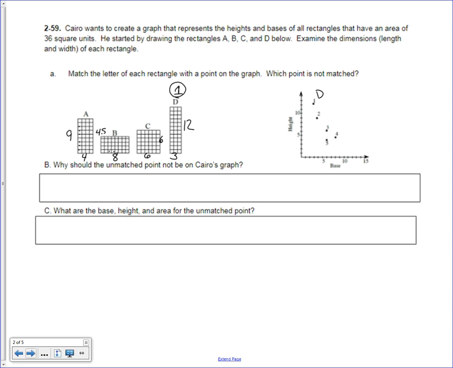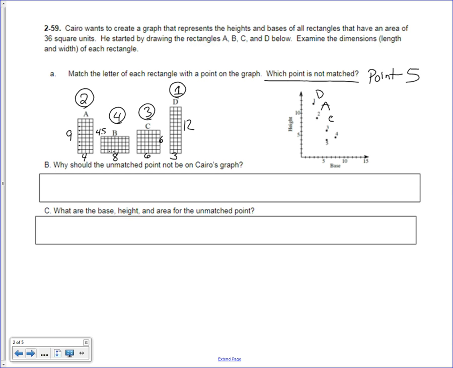Point 2 is 9, so it's 4, 9. Point 3 is at 6, 6, which is this one right here. And then 4 is at 8, 4.5, so this one is B. It also says which point is not matched, and you needed to answer that question, so the answer is 0.5.